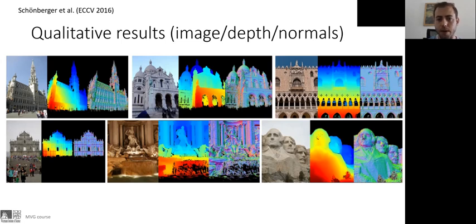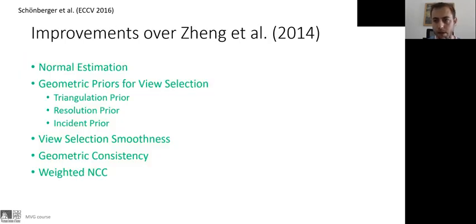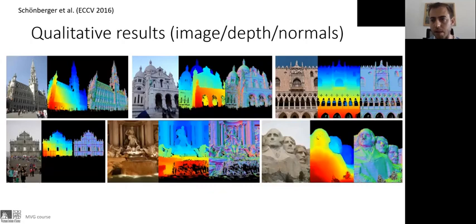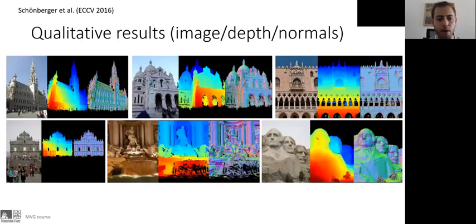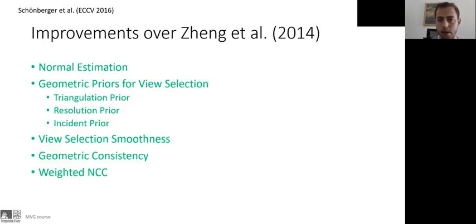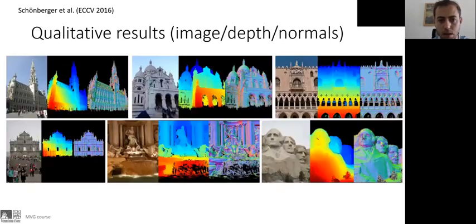There is another filtering step which I omitted, but you can read about it in the paper. It's just multi-view consistency filtering for removing points from the depth map. So any question about these improvements? They're all clear. Okay, cool.